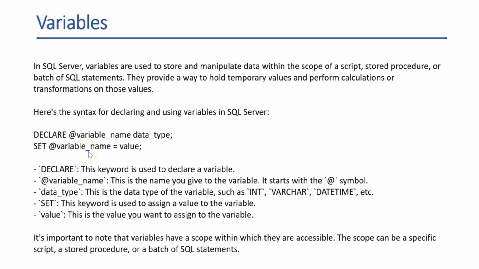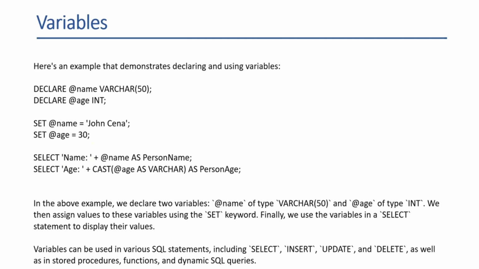Okay, so now let's see one of the examples here. So in this example, we have defined the variables name and age. So these are the names of the variables and this is your data type for the name, and int is for the age here. And with the help of the set keyword, we assign the values to the variables. So with the name, we assign this value. With the age, we assign just the 30.